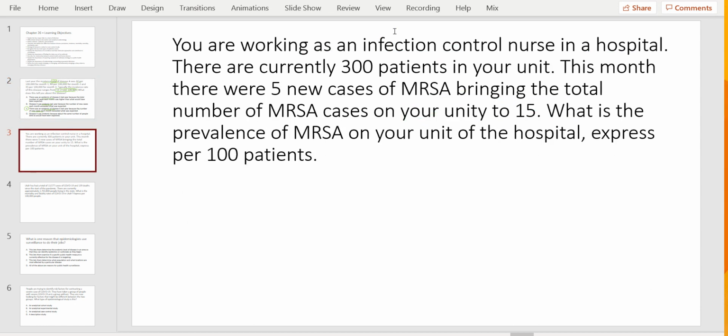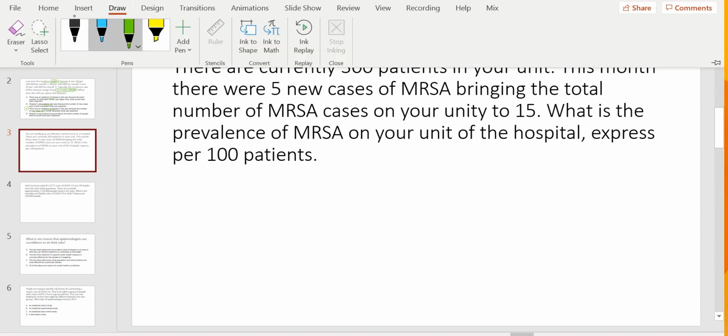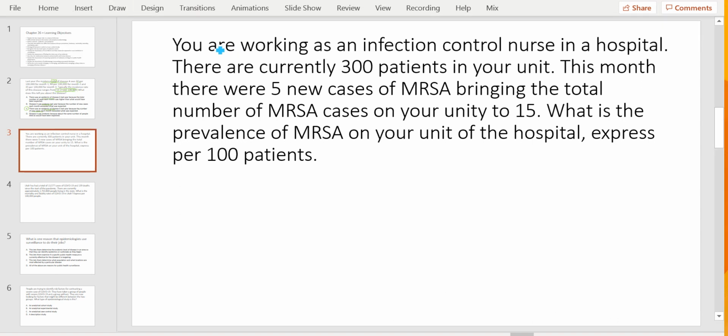Okay, so we mentioned incidence rate in the last one. Let's actually look at how you calculate those rates. So we're working as an infection control nurse in a hospital. There are 300 patients in the unit. This month there were 5 new cases of MRSA, which brought the total number of cases on your unit to 15. And it wants to know what's the prevalence of MRSA expressed per 100 patients.